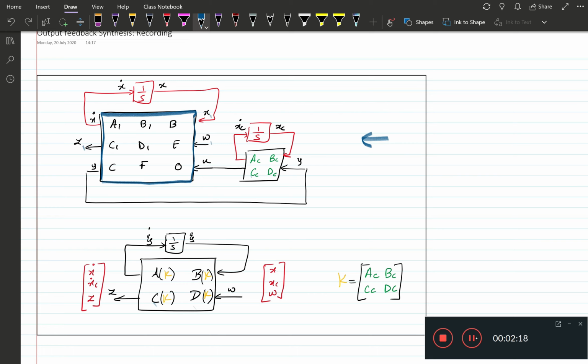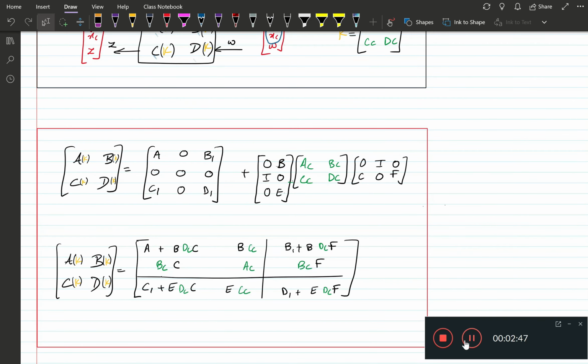And now again we can pull the integrator out and represent this like we did here. So now we have zeta as the states, which includes X and XC, the states of the plant and the states of the controller. The external input is W and the output is Z. So now we can compute the calligraphic A, B, C, D closed loop matrices. We can do this as follows.